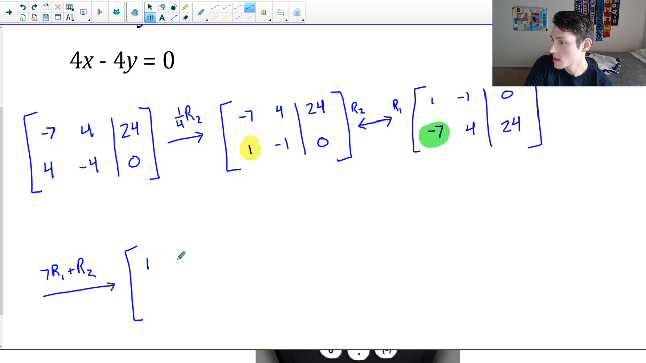So row 1 is going to stay the same, but row 2 will change. So 7 times 1 is 7. 7 plus negative 7 is 0. 7 times negative 1 is negative 7. Negative 7 plus 4 is negative 3. 7 times 0 is 0. 0 plus 24 is 24.